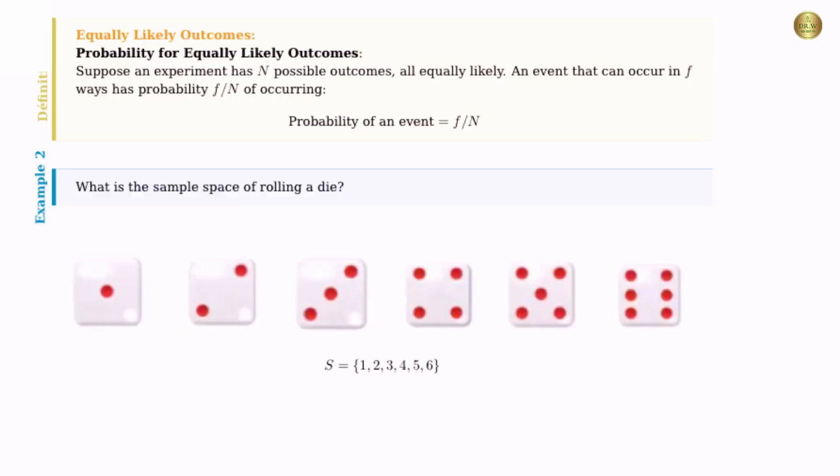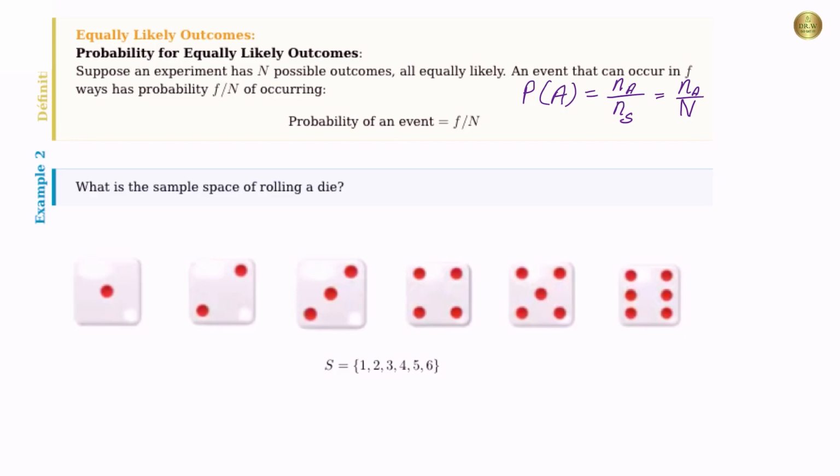Now let me explain equally likely outcomes and how to find the probability of events. Suppose A is an event, then the probability of A, we can write P(A), is the number of elements in A divided by the number of elements in S. So we can write n(A) divided by the total number of elements in the experiment, that is capital N.